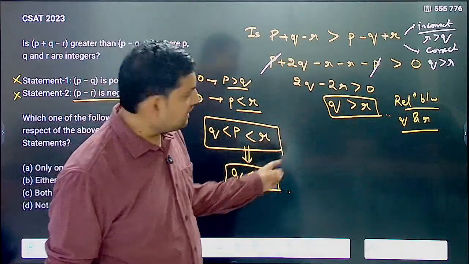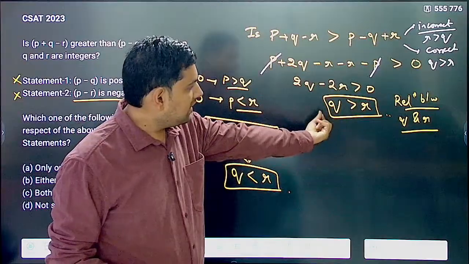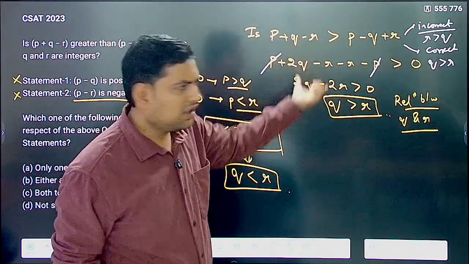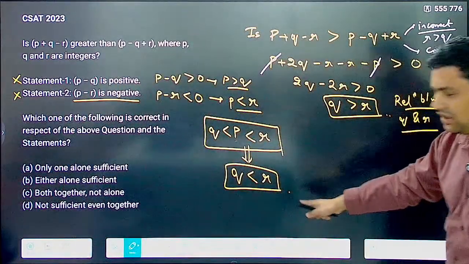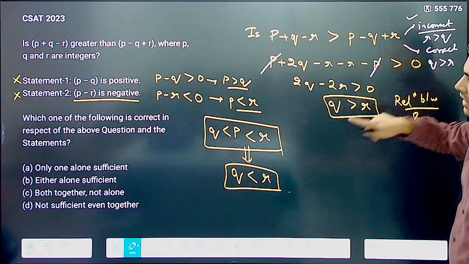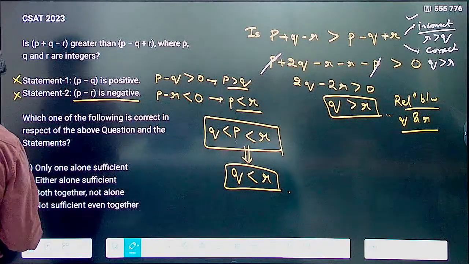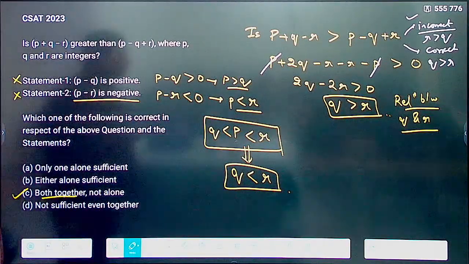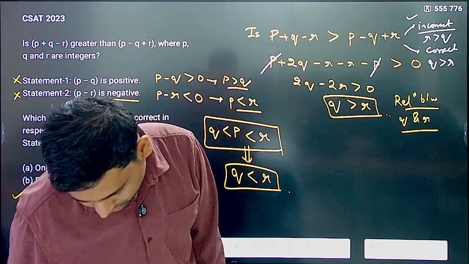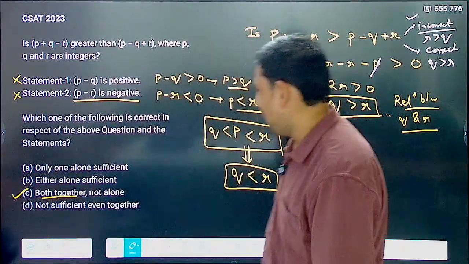Now, the statement was asking you whether this is correct or incorrect, but you are getting a very definite incorrect. That means both of them together are enough to answer the question. Answer becomes C, both together but not alone. Yes, Runjun, correct.